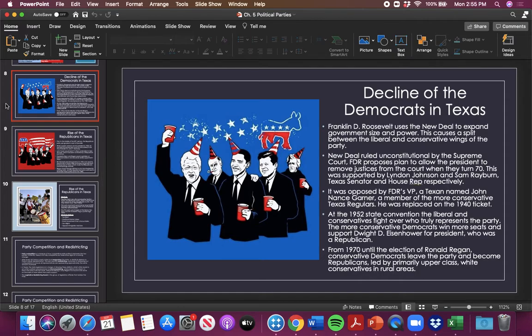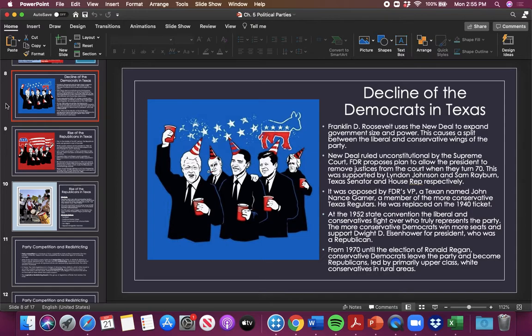Now, looking at how the parties have transitioned in Texas. So the Democrats actually have controlled Texas for the better part of our history. But when Franklin Roosevelt comes into power and uses the New Deal to expand the size of government, this actually causes a split in the Democratic Party. The more liberal Democrats are in favor of this. But we have conservative Democrats who have just been Democrats for a very long time out of tradition who don't like this idea of expanding the size and power of government.